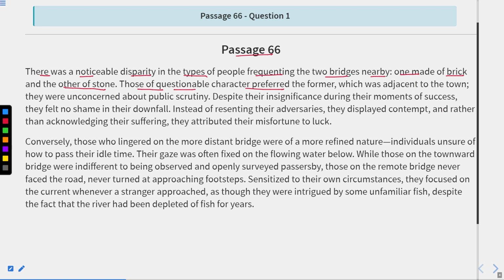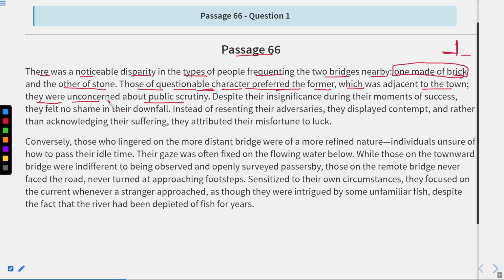Those of questionable character preferred the former. Former means the previous one, and the previous is the one made of brick. So it is basically preferred by those who have a questionable character, which was adjacent to the town, or you can say which was near the town. They were unconcerned about public scrutiny. Scrutiny means checking or investigation. So they are unconcerned. It means they do not bother about public checking or investigation or questioning.